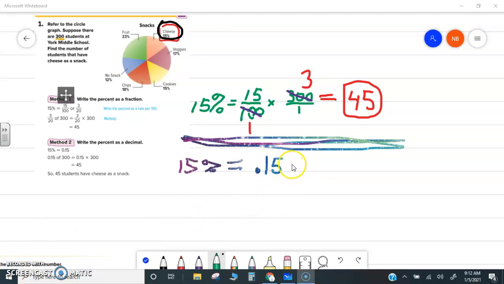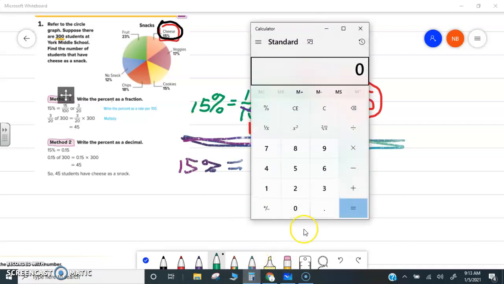Okay, after that, what you want to do is take your 0.15 and we're going to multiply it times the whole. Remember, the total amount of students is 300. So we're going to multiply that 0.15 times 300. So I'm going to pull up my calculator. We'll let that load up. And make sure you put your decimal, 0.15 times 300. And we get 45 again. Okay?